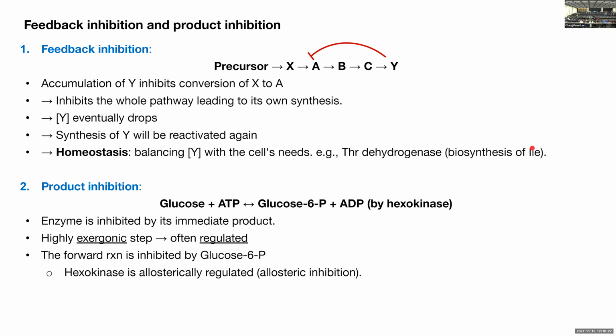And that will have that nice balance where it has to maintain a pretty much consistent ratio of the threonine and isoleucine. And the other inhibition type is the product inhibition. An example would be glucose becoming glucose 6-phosphate again, and ATP and ADP are involved.